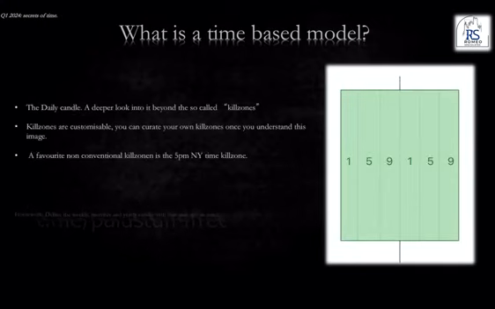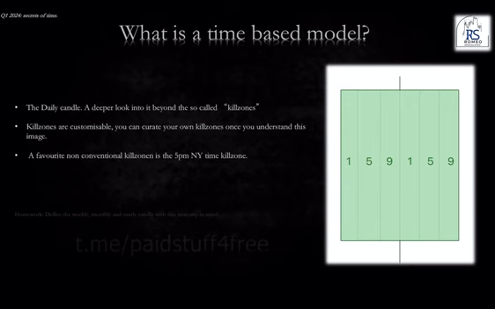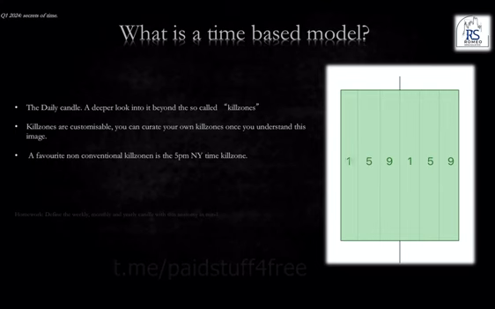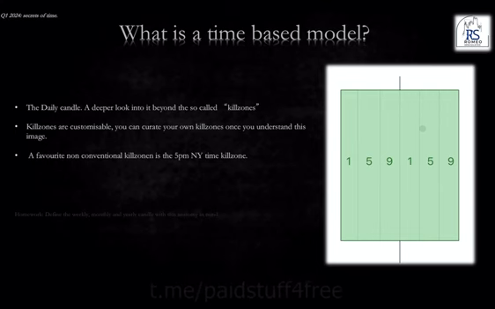This is a look at the daily candle beyond the so-called kill zones. The daily candle has 6 4-hour candles, hence the importance of the numbers 159, 159. And this is something I've hinted at before and spoken about in the previous private group, which was level 2, Time and Turtle Soup.